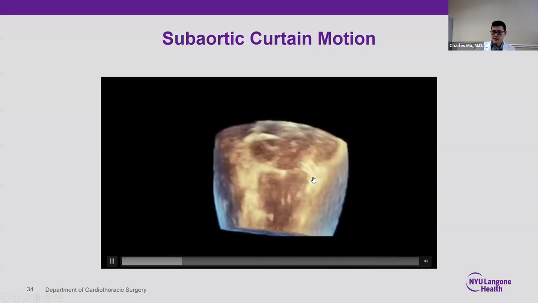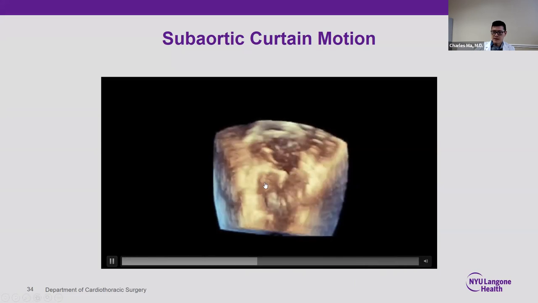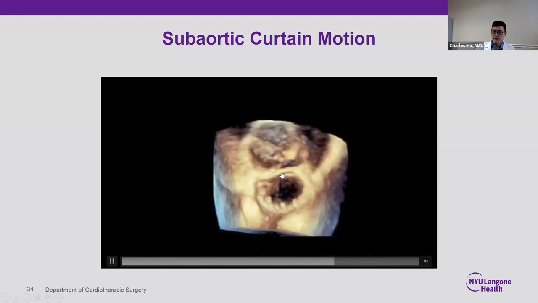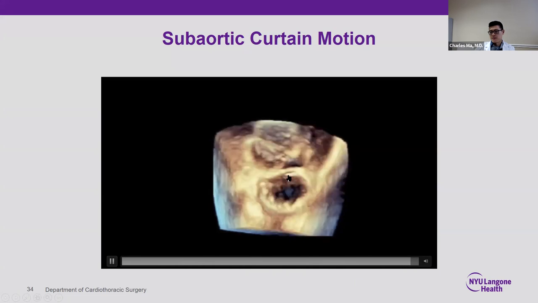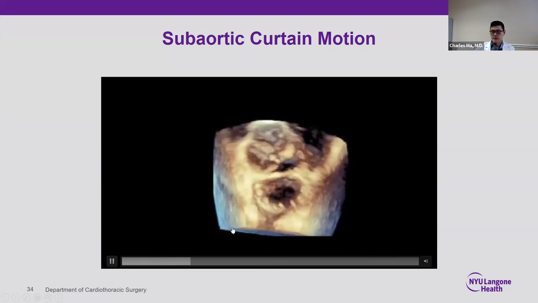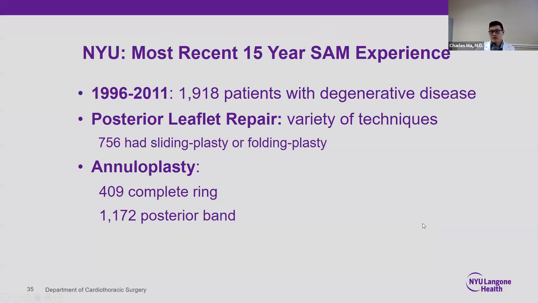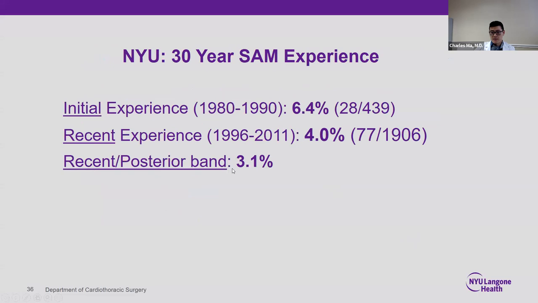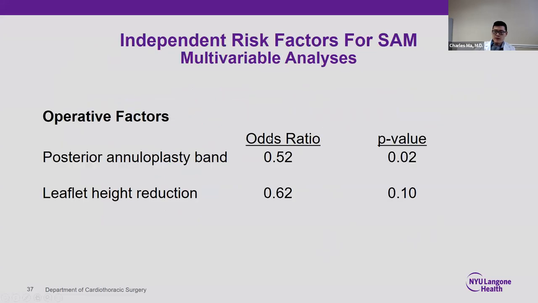So that's why we do a posterior band as opposed to an annuloplasty. Because if you do an annuloplasty, you're really restricting this component. You're not allowing the native physiology for the anterior mitral annulus to move away from the LVOT. So what's been the outcome over the last 15 years for systolic anterior motion? Well, we were able to reduce the incidence of this after mitral valve repair with the incorporation mainly of these two operative techniques from 6.4% to now 3.1%. And in independent analysis, we were able to show that these two operative factors reduce the incidence of postoperative SAM.